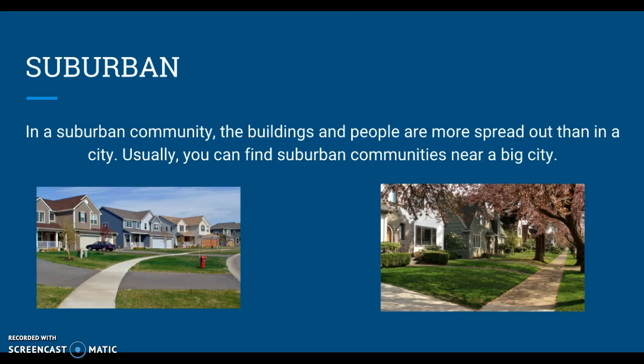Next is a suburban community. In a suburban community, the buildings and people are more spread out than in a city. Usually, you can find suburban communities near a big city. If you take a look at these pictures, you can see that there are houses, lots of them. They have yards, there's a few trees. Okay, these are different from urban communities.